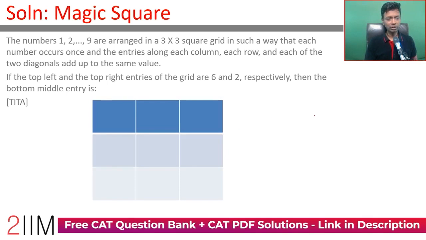Now let's put the numbers in. We know that the top left and top right entries of the grid are 6 and 2. Top left is 6, top right is 2. 6 plus 2 is 8, so this should be 7, and these three add up to 15. As a simple rule of thumb in all of these magic square questions, you can take it for granted that the middle number, which is going to be part of 4 different sums, is going to be the middle number.